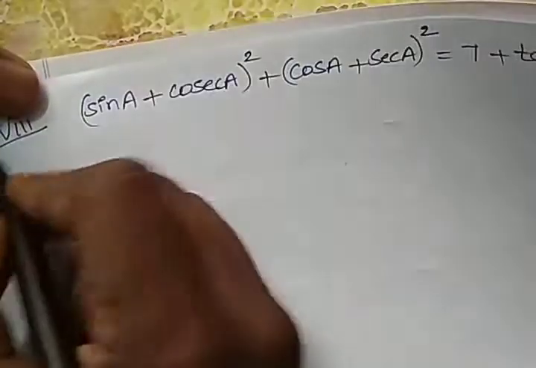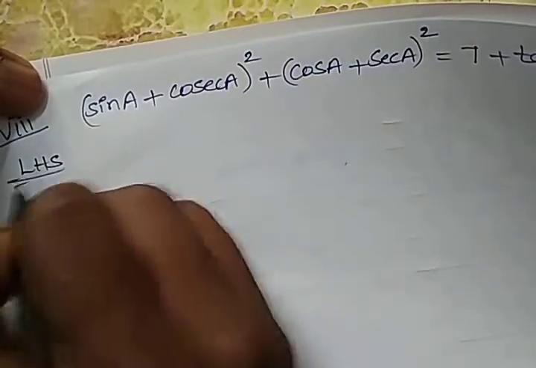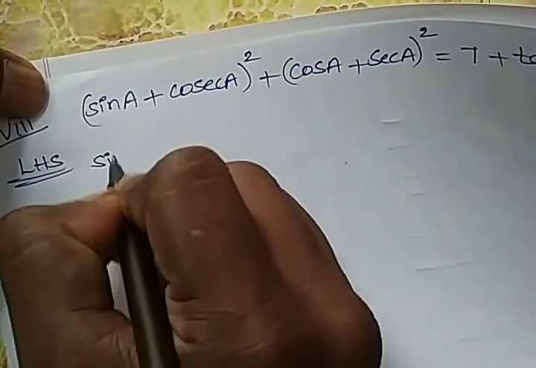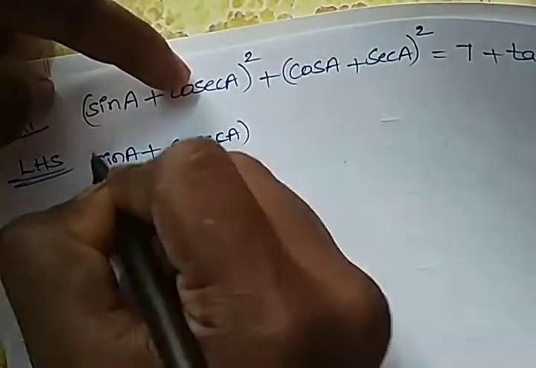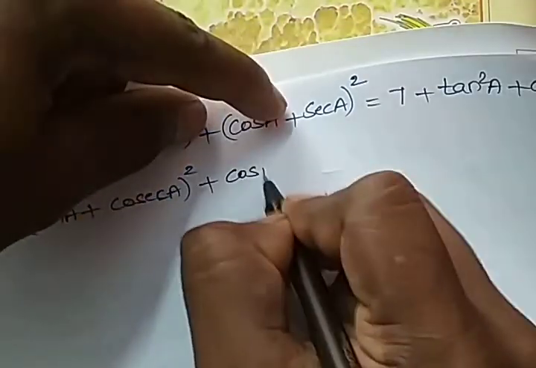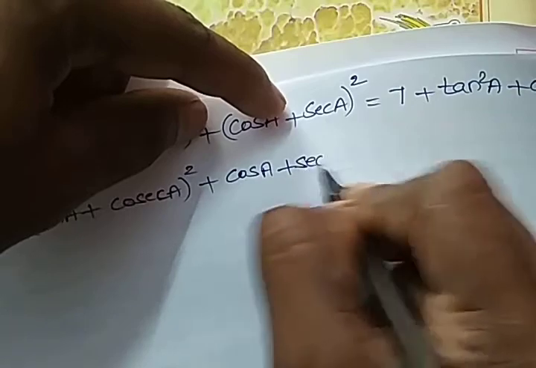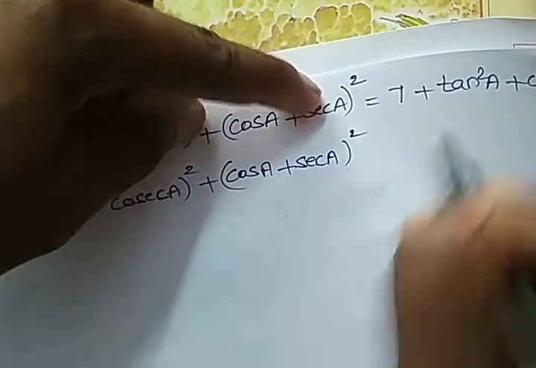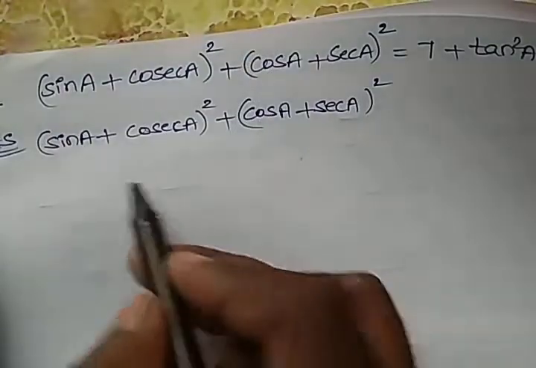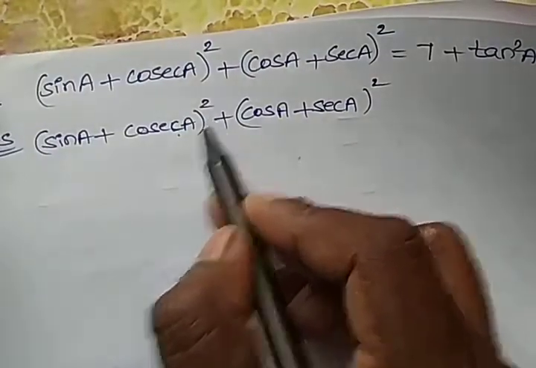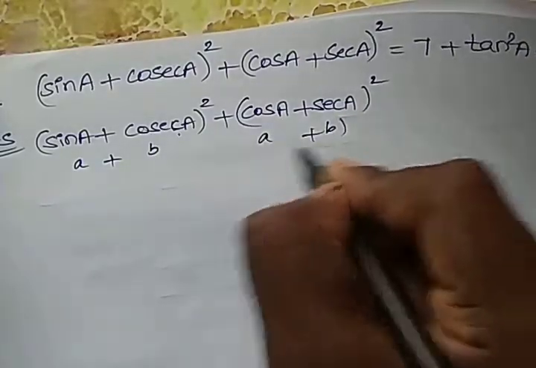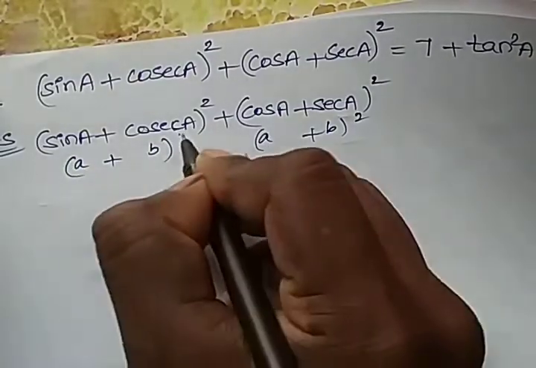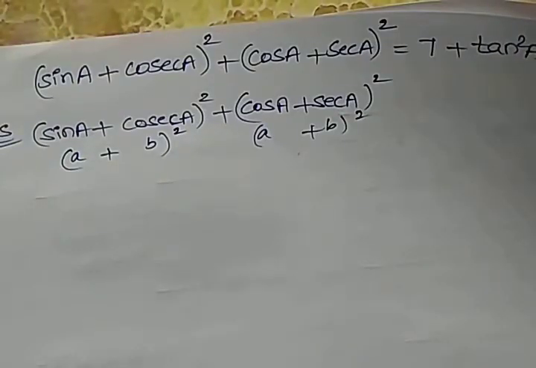We will take up this one and we will show that it is equal to RHS. So taking LHS, this comes as it is: (sin A plus cosecant A) whole square plus (cos A plus secant A) whole square. Now you can see that two terms are there and square is there, so it's like the a plus b whole square identity. This is also an a plus b whole square identity. So we are going to expand these two brackets according to the a plus b whole square identity.